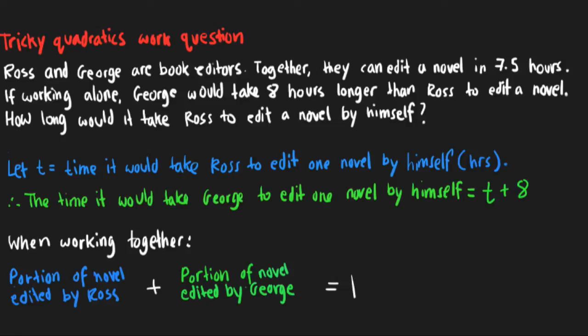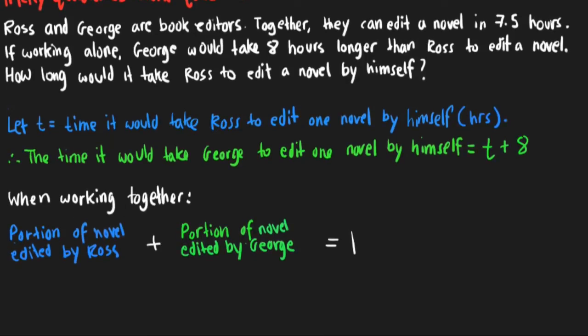So when Ross and George are working together, they're completing different portions of the novel, right? So Ross might be editing, I'll just move this down slightly. So for example, Ross could be editing 2/3 of a novel, right? And George might be editing 1/3 of the novel, just as an example. But it adds up to 1, okay? So the fraction that Ross edits and the fraction that George edits is going to add up to 1.